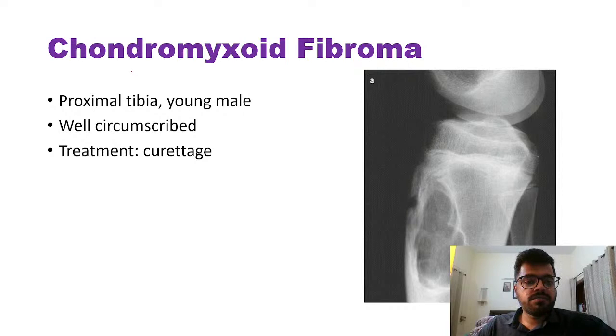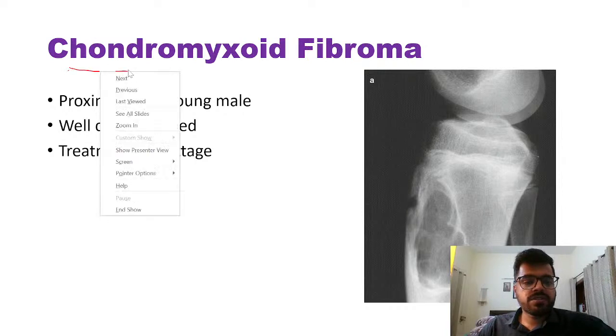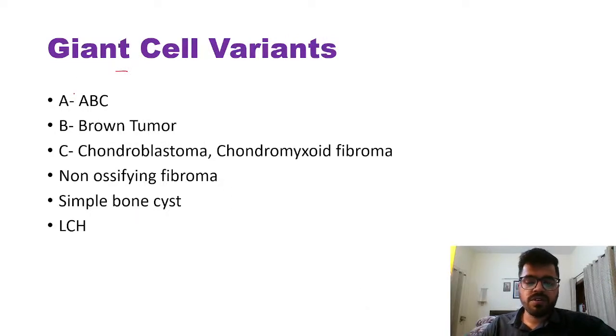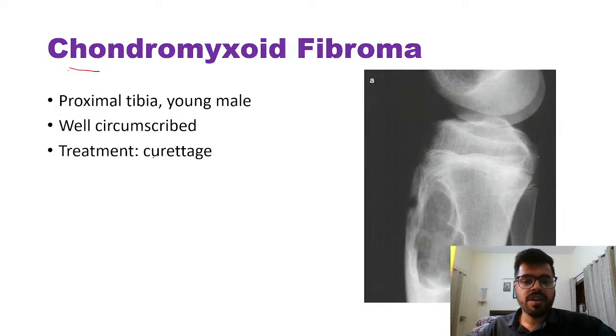Another benign aggressive lesion is a chondromyxoid fibroma. It is seen in the proximal tibia, in young males, and it is a well circumscribed lesion. As we can see here, it has a geographic appearance, and treatment here is also curettage.